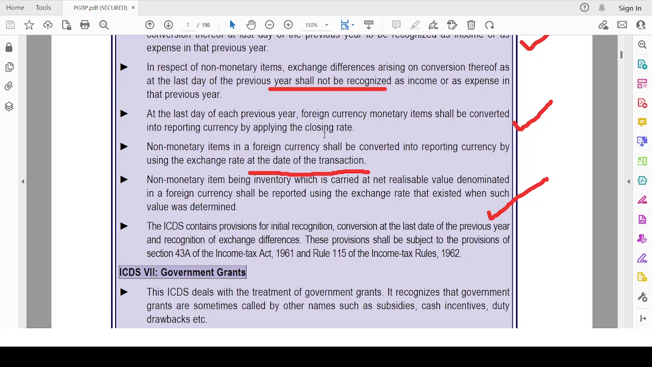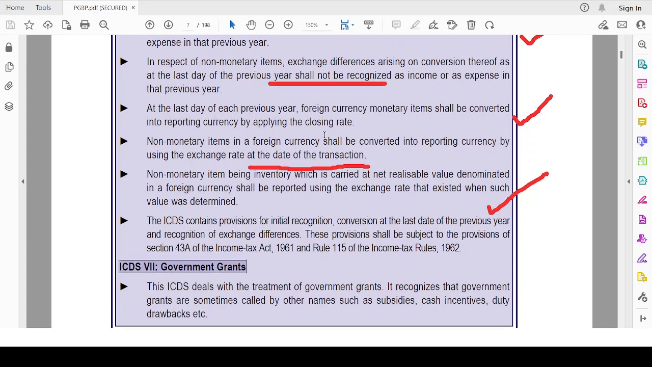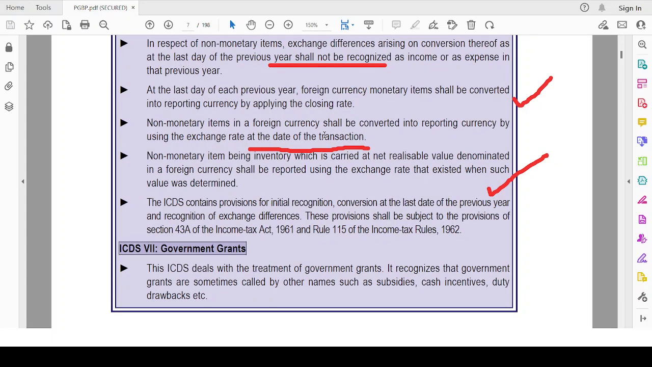Monetary items, I have to convert using the reporting currency. There is a rate. Which rate? Closing rate. For monetary items, it is closing rate, and non-monetary items are converted using the exchange rate at the time of transaction. At the rate of transaction.